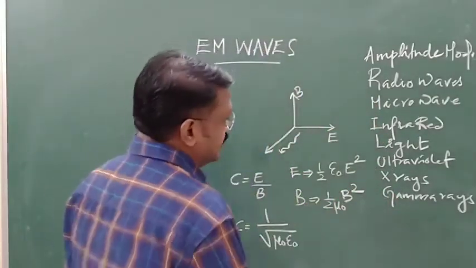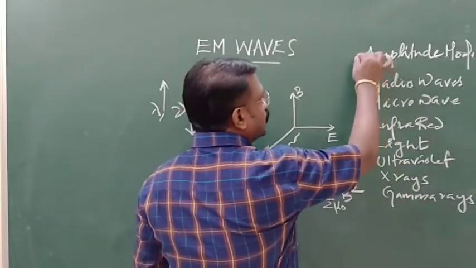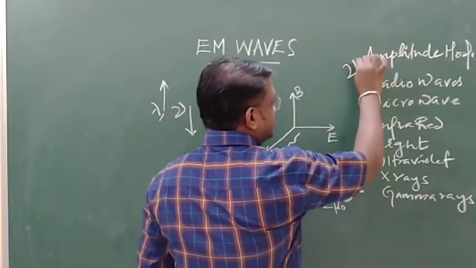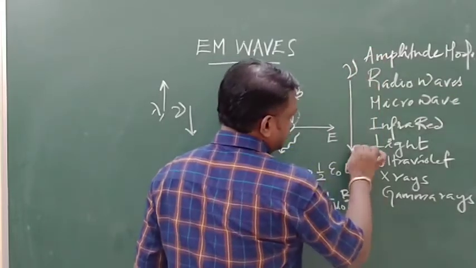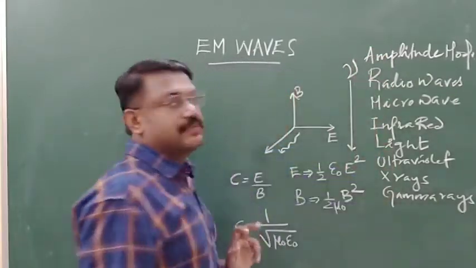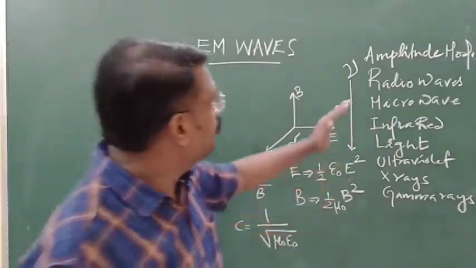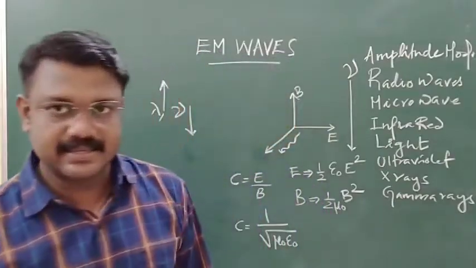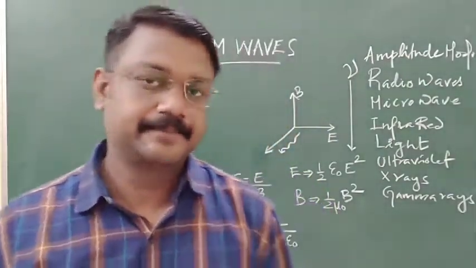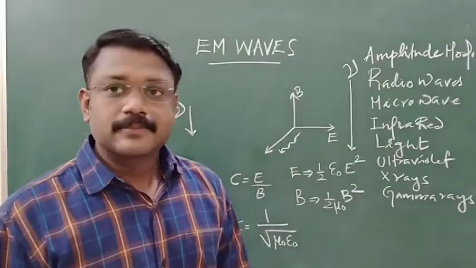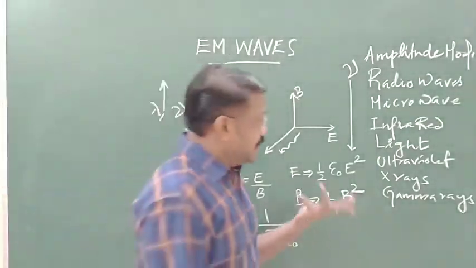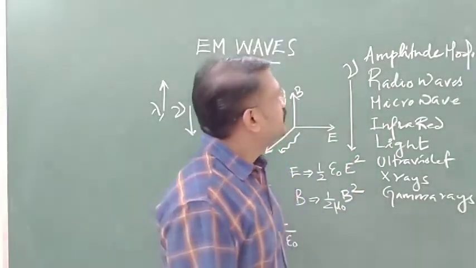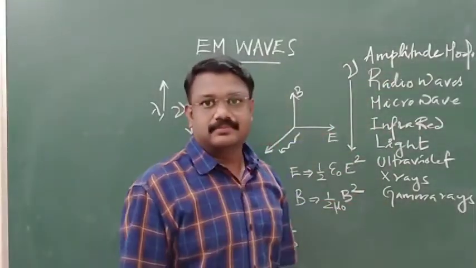So this is in the increasing order of frequency. Frequency increases when we move down. When you are moving from amplitude modulated wave to gamma rays, the frequency increases. If frequency increases, obviously wavelength decreases. So you have to remember this order.